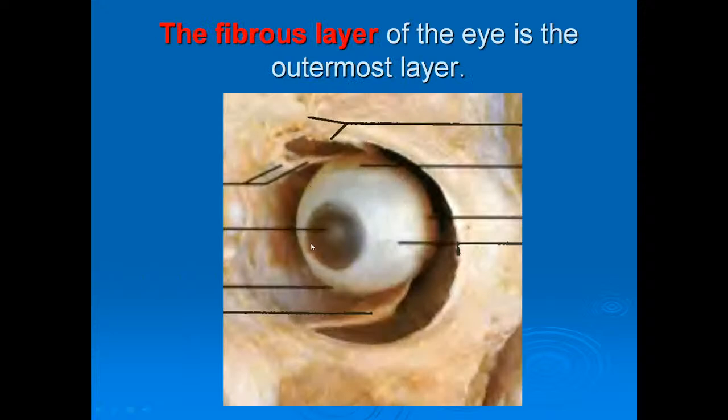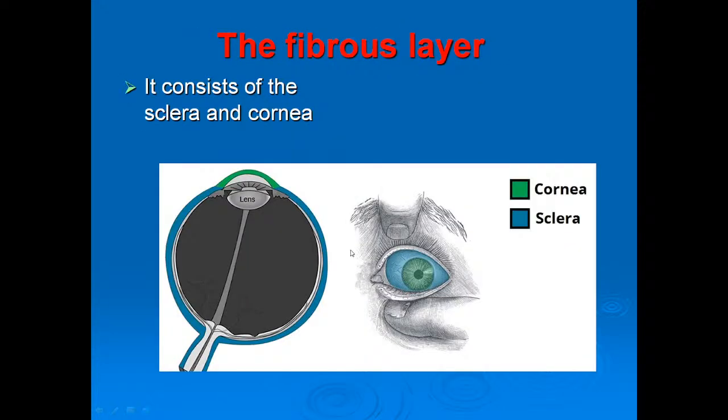This is the outermost layer of our eyeball, the fibrous layer. The fibrous layer consists of two structures, the sclera and cornea, green color.